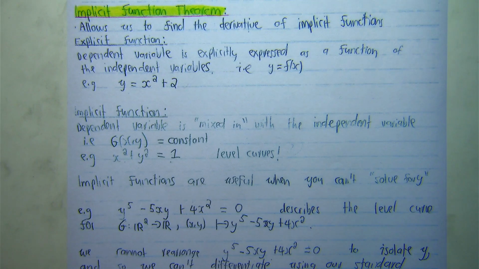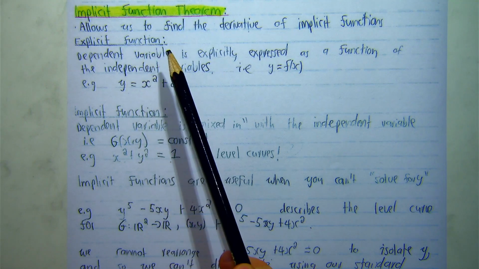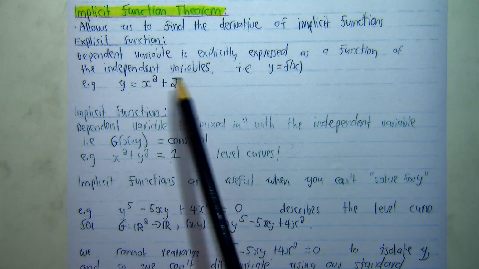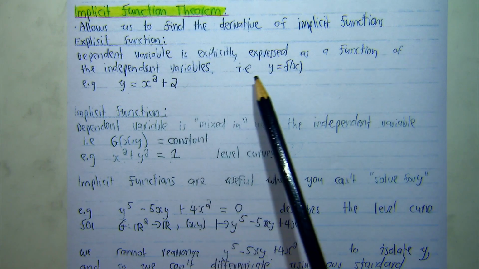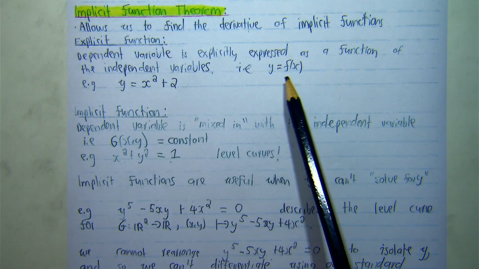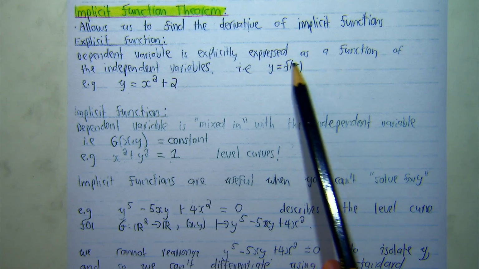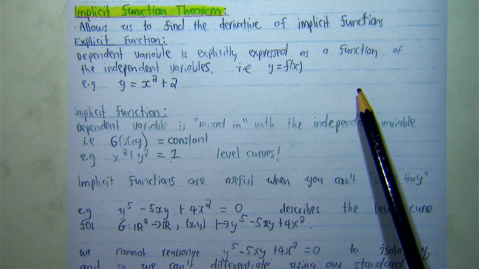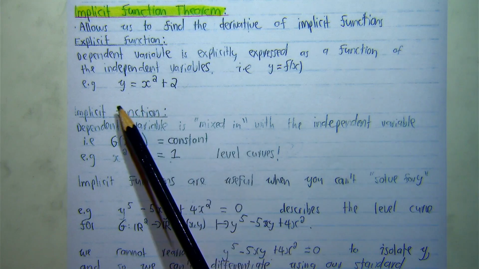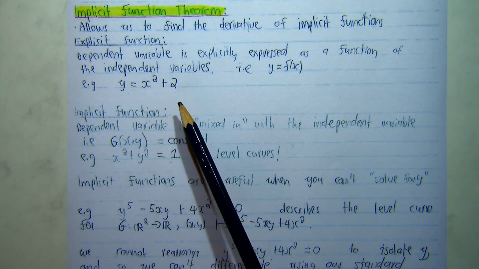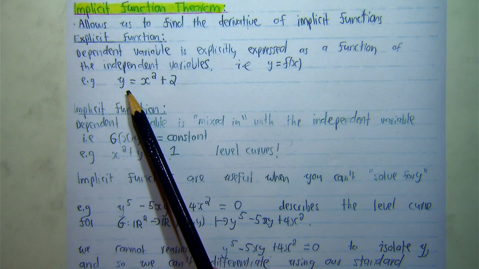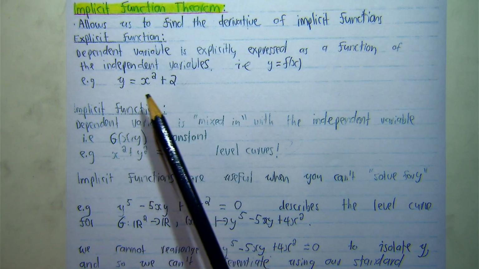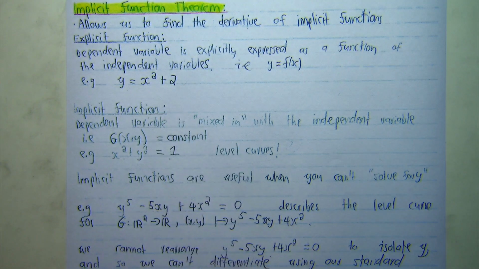Alright, so first of all, let's have a quick discussion about what an explicit function is versus an implicit function. An explicit function is one that we're quite used to working with. It's a function where the dependent variable is explicitly expressed as a function of the independent variables, i.e. y is equal to f of x, where f of x is some function of x variables. For example, y is equal to x squared plus 2. And this is called explicit because we have an explicit relationship between y and x based off this function.